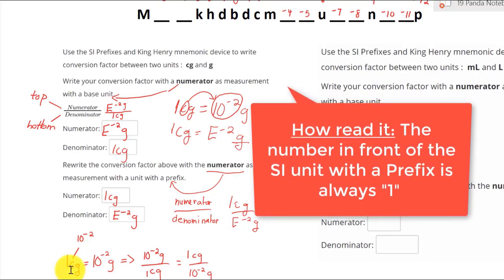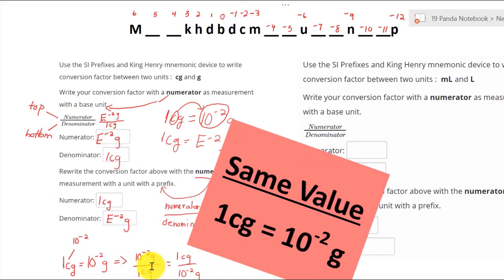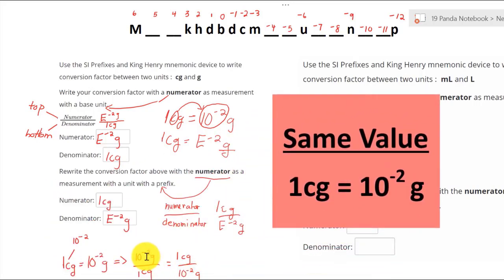And now let's go back and look at our letter C. Letter C on the Mighty King Henry is 10 to the negative 2. So 1 centigram equal to 10 to the negative 2 gram. Now let's put it into fractions. So for this one, 10 to the negative 2 gram divided by 1 centigram, numerator divided by the denominator. But look at here, they flipped. And they can flip because the numerator and the denominator all have the same value.